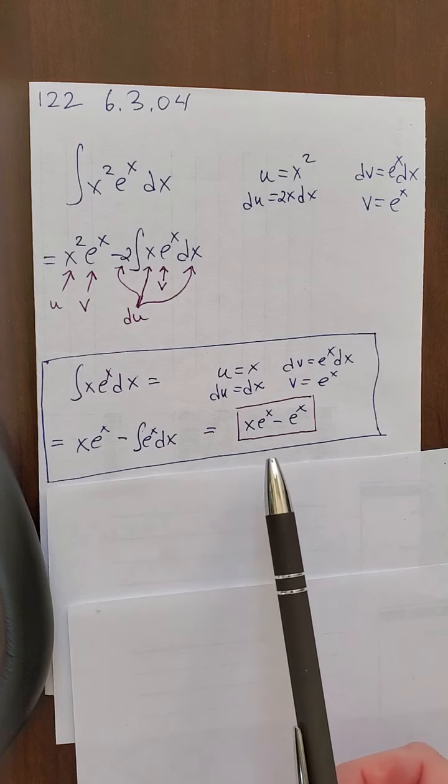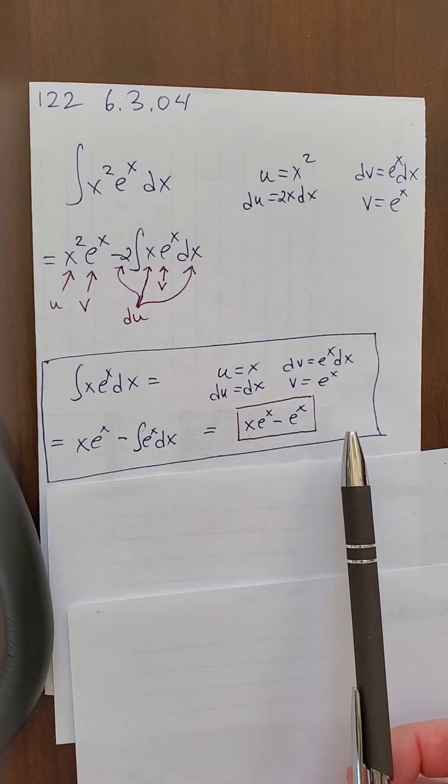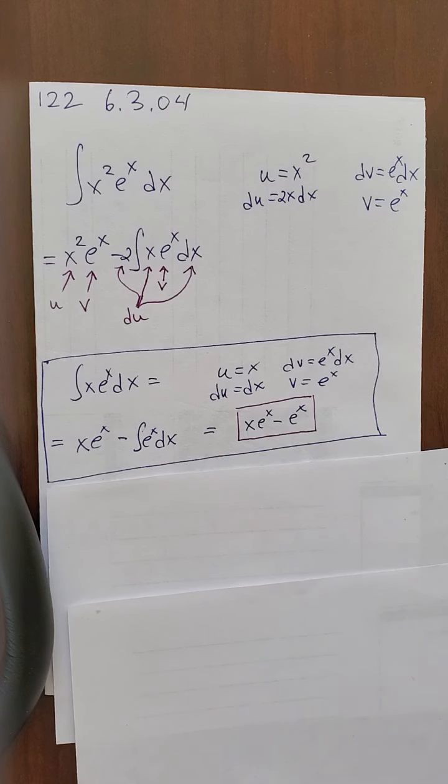But this is a straightforward simple integral. This is just e to the x. So I'm doing x e to the x minus e to the x. I could have put a plus c at this point. I chose to put the plus c in later, but there is a plus c. Anyway, let's see what happens.